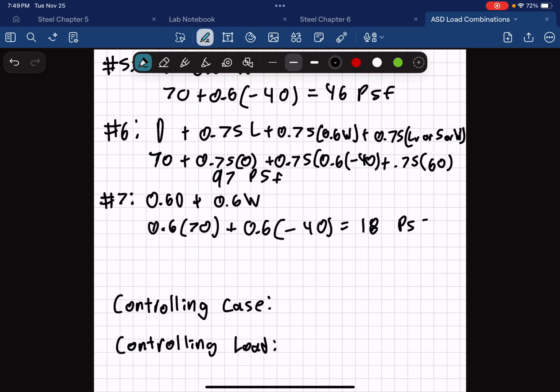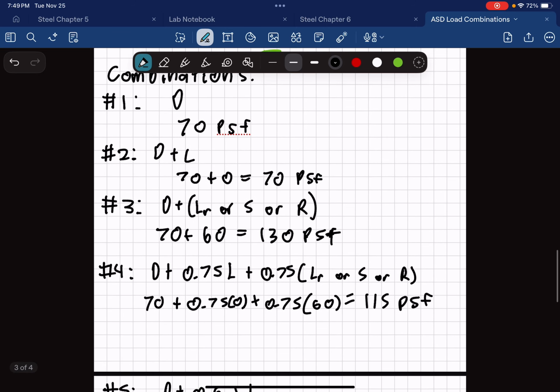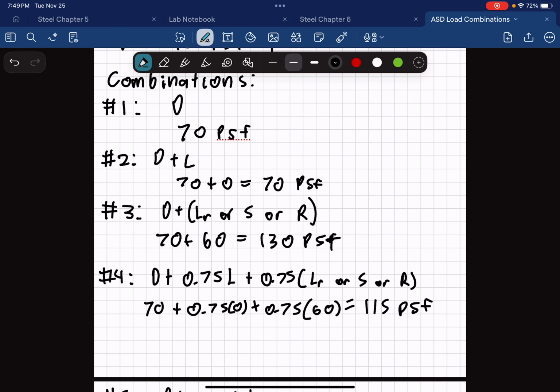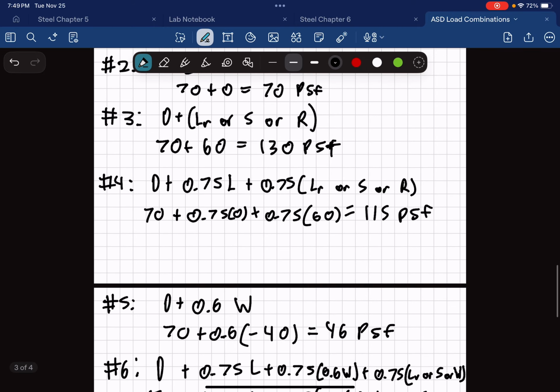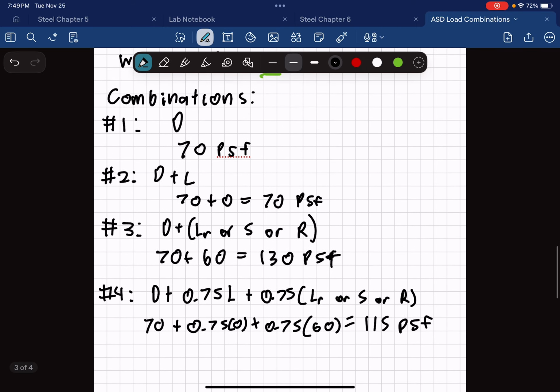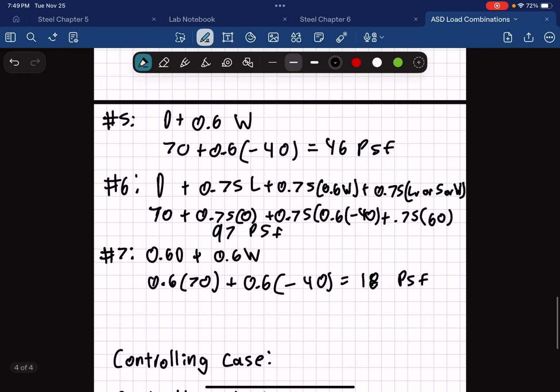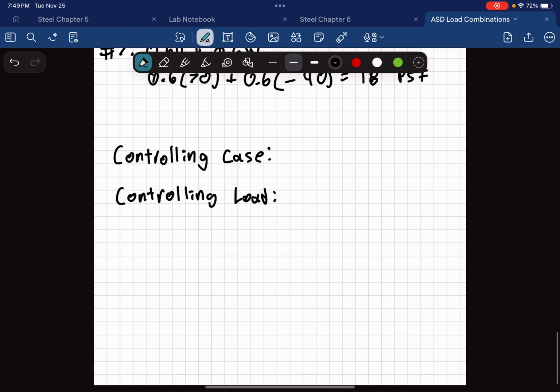So we can go back through here, look at the loads that we used, and we're going to see that we ended up with a governing load case of number 3 and a governing load of 130 pounds. So case number 3 controlled, and our controlling load was 130 pounds. So this was 130 pounds per square foot.